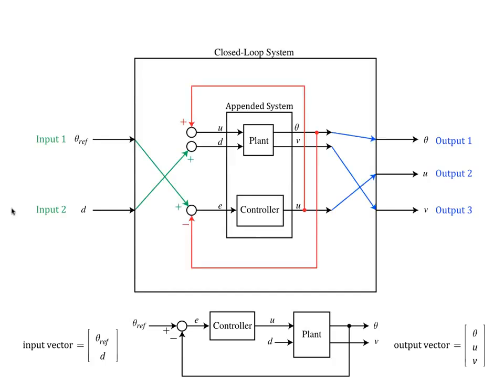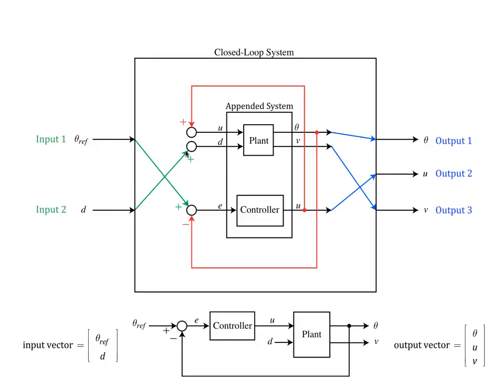Looking at it a little bit more closely, you can see that we've connected the theta output of the plant to the theta output of the closed loop system. We've connected the V output of the plant to the V output of the closed loop system. We've connected the U output of the controller to the U output of the closed loop system. And on the input side, we've got two inputs for the closed loop system, theta ref and D. We've connected the theta ref input of the closed loop system to the E input to the controller. And we've connected the D input to the closed loop system to the D input to the plant.